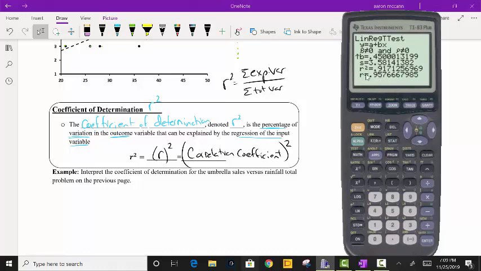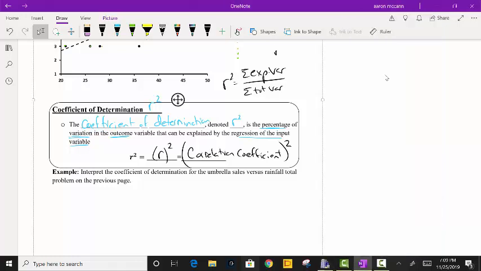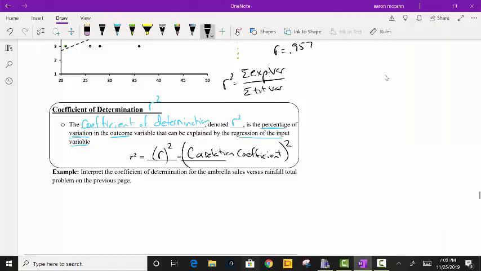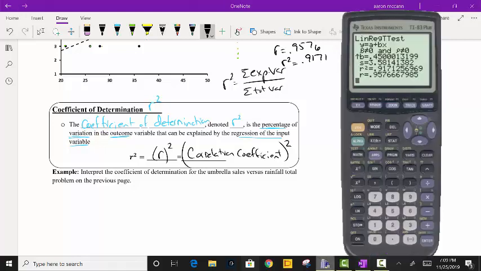So with that said, if we go back to our calculator command and we look at it, you'll notice here we have R as 0.9576. I'm going to just write this down. So R is 0.9576. And we have that R squared is equal to 0.9171. Okay, they're called R and R squared for a specific reason. If I come in here and type in 0.9576 squared, you see that we get 0.917.